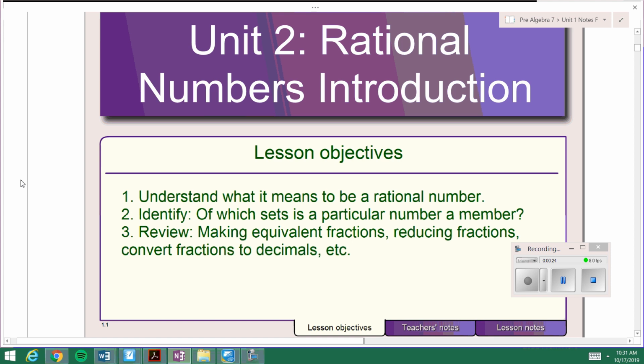And then we're going to go through, first of all, some things that we need to have as prerequisite skills before we start adding, subtracting, multiplying, and dividing rational numbers, aka fractions and decimals.